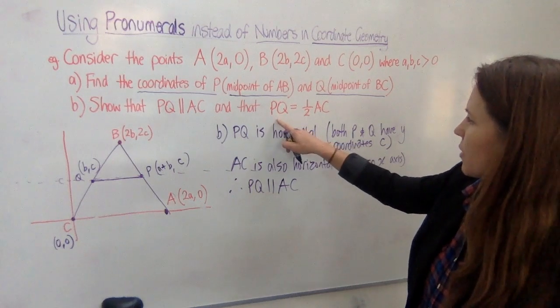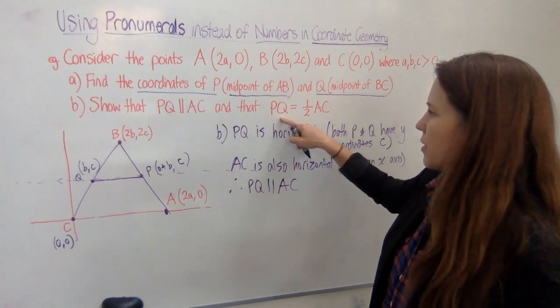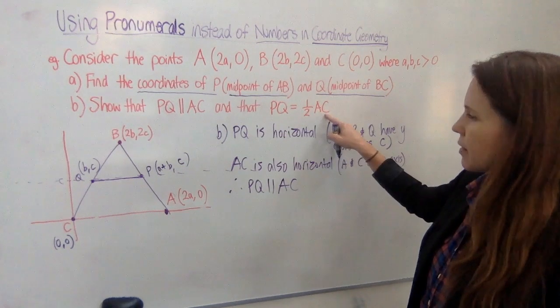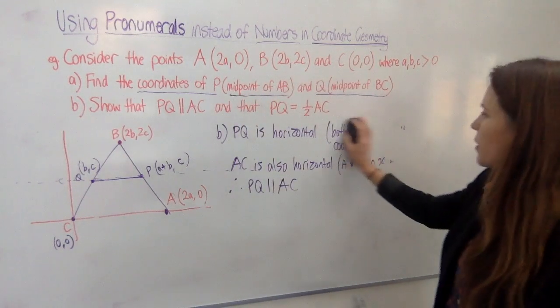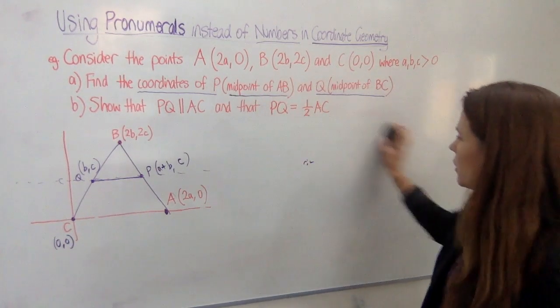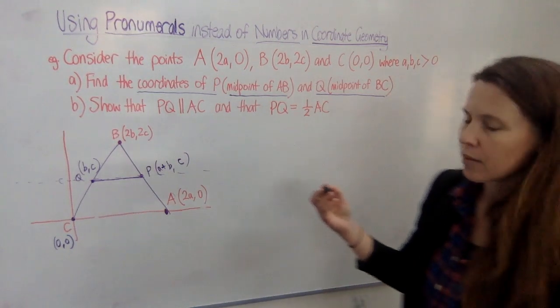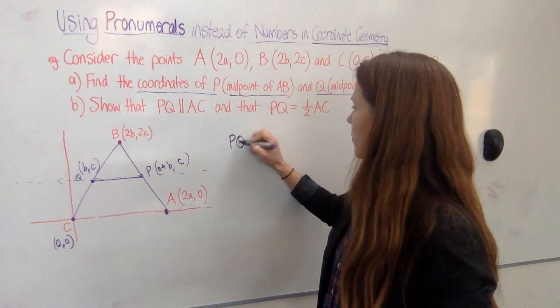Now it says we also need to show that PQ is equal to half AC. Now, they haven't said here what to do. PQ is a distance, isn't it? And AC is a distance. So we're going to need to give ourselves a bit of space here for this next part. You just work on down in your book. Now, what is the length of PQ? Well, we know the distance formula. Let's go ahead and apply it for both.